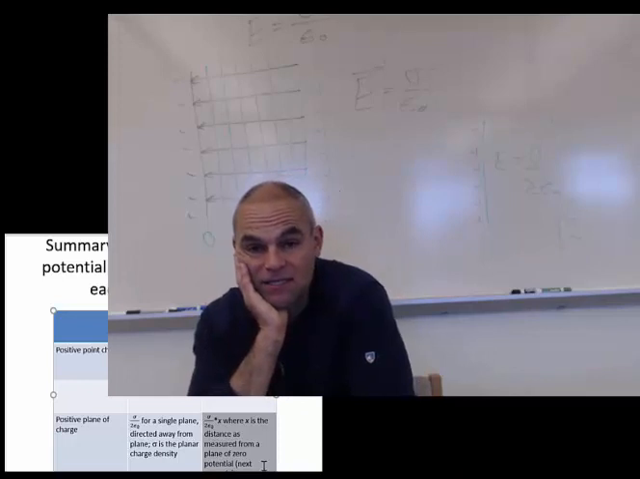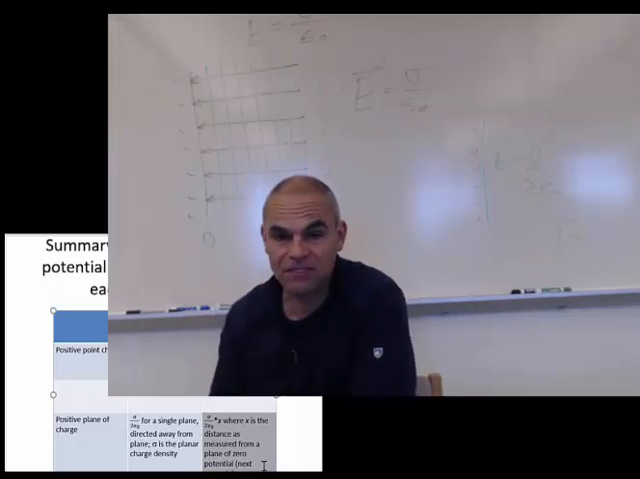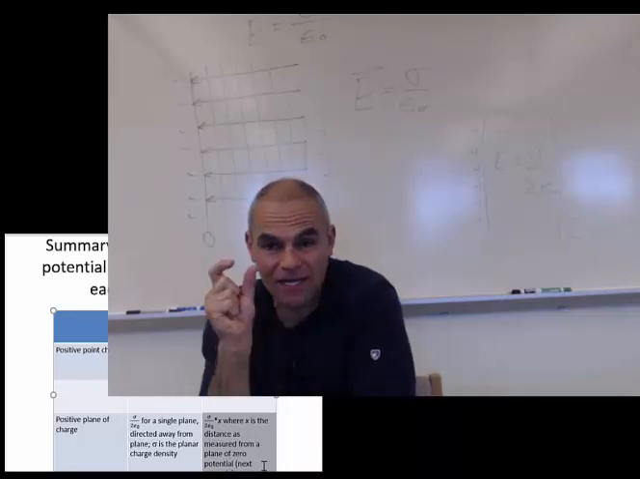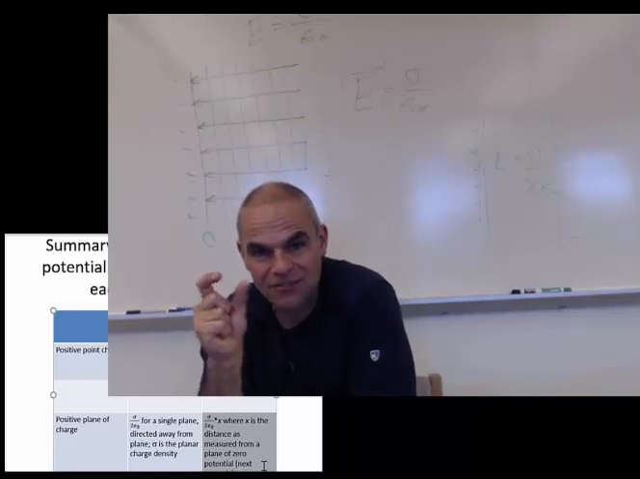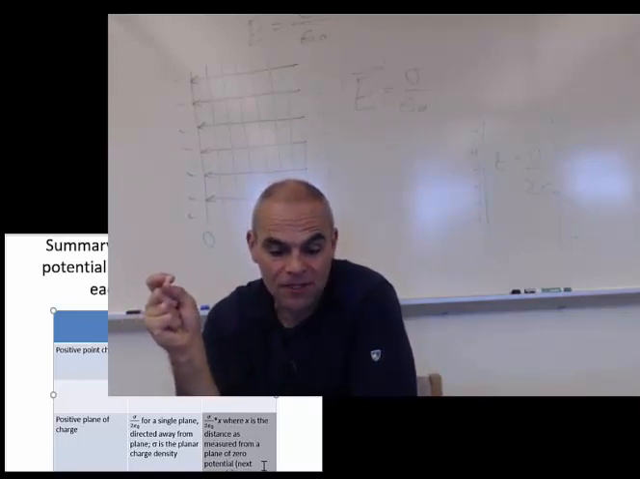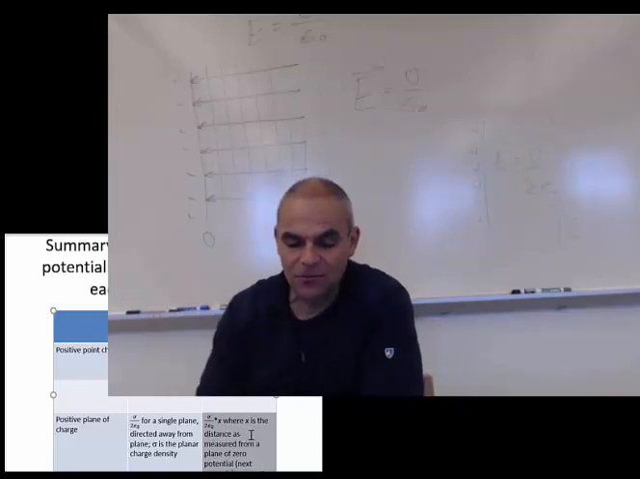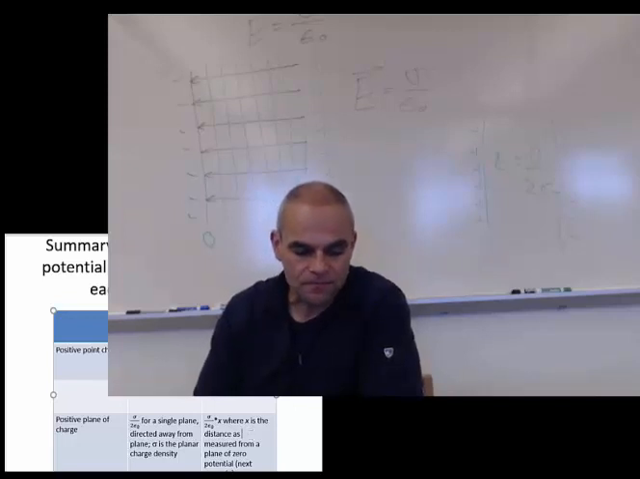Basically, it's saying the potential is linear as you go away from a plane of charge, or in between two planes of charges. If you go a certain distance x, and then another distance x, you'll increase by the same potential as you go away from that positive or negative plane of charge. So that's really what this is saying down here. And we're actually going to use this as we talk about capacitors.